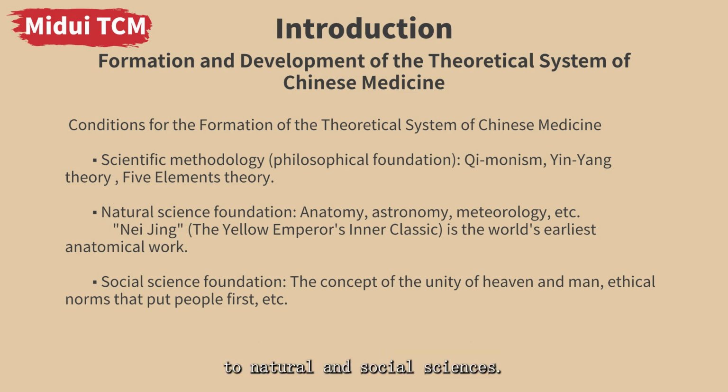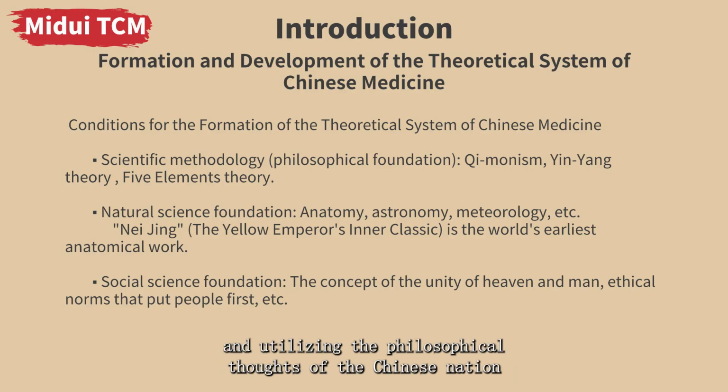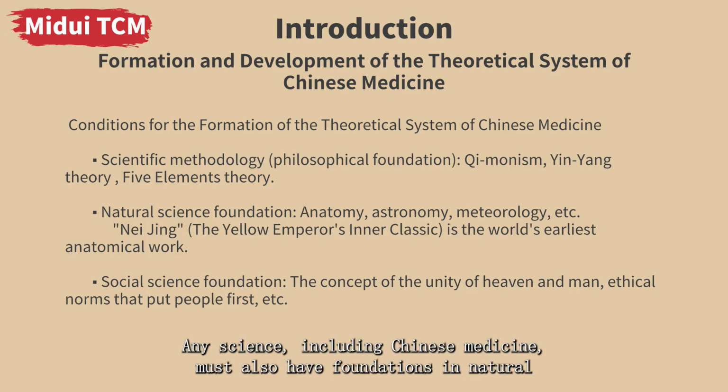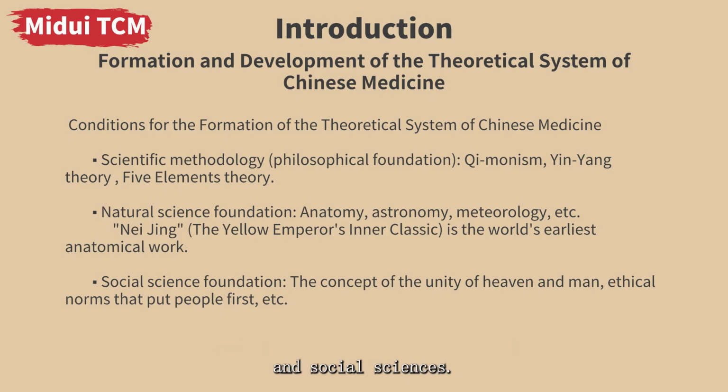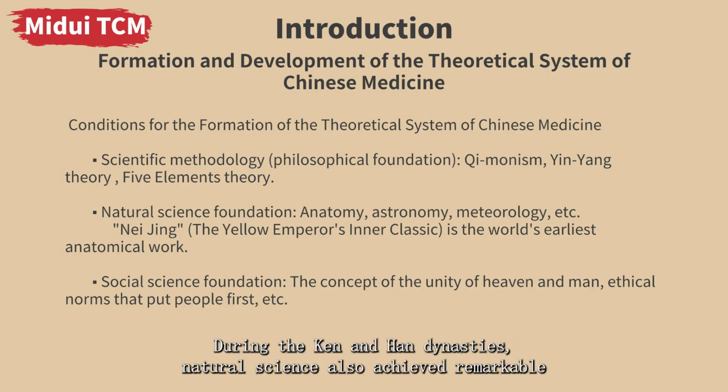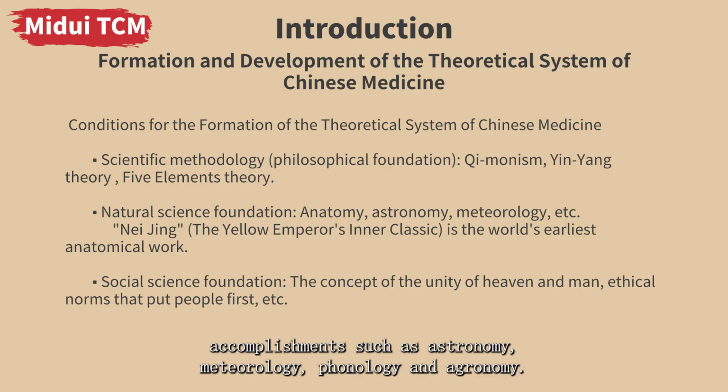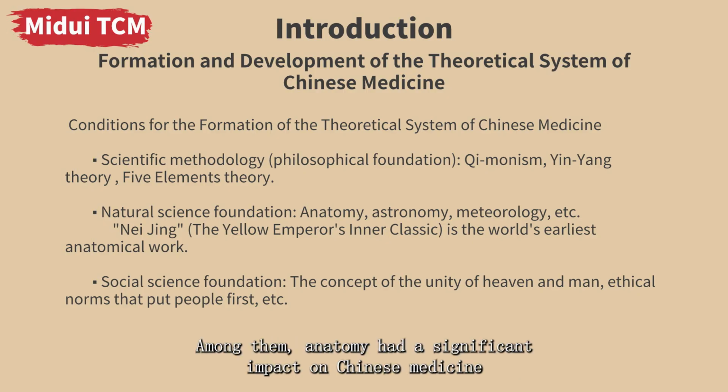2. Natural and social sciences. In addition to constructing its theoretical system and utilizing the philosophical thoughts of the Chinese nation as its scientific methodology, any science, including Chinese medicine, must also have foundations in natural and social sciences. During the Qin and Han dynasties, natural science also achieved remarkable accomplishments such as astronomy, meteorology, phenology, and agronomy. Among them, anatomy had a significant impact on Chinese medicine.